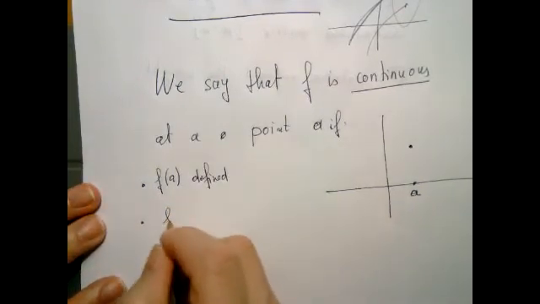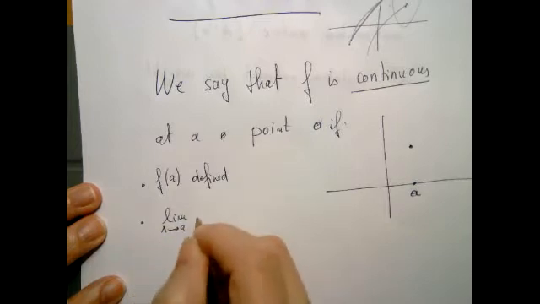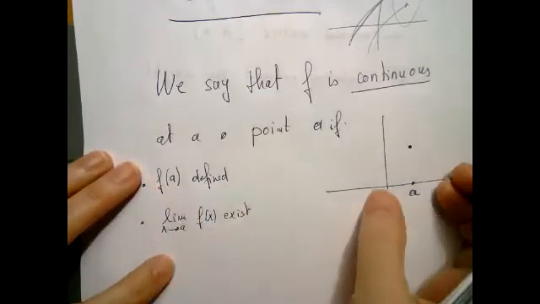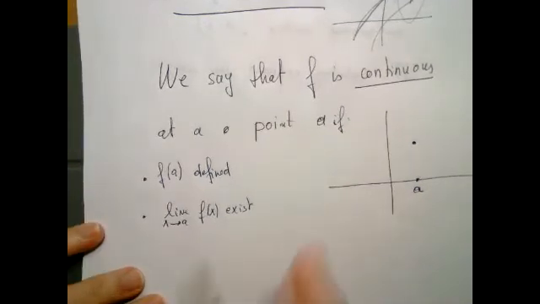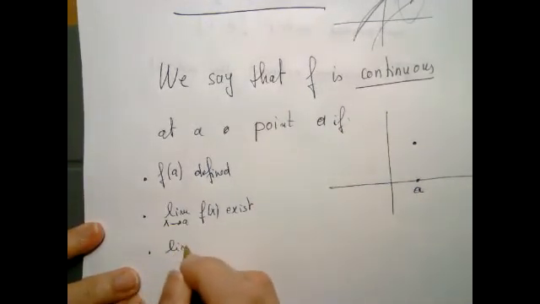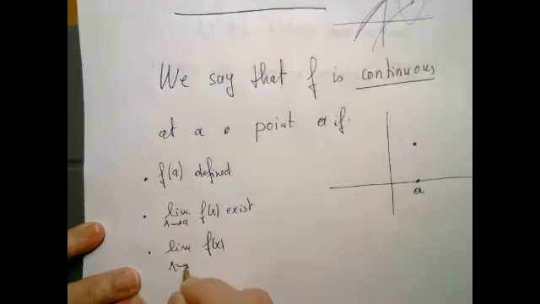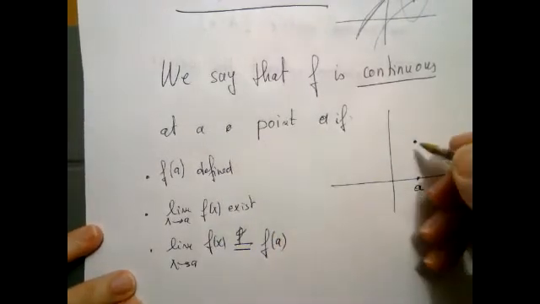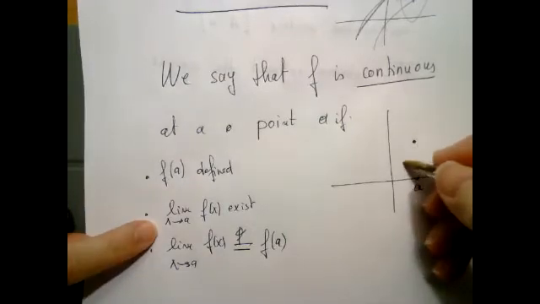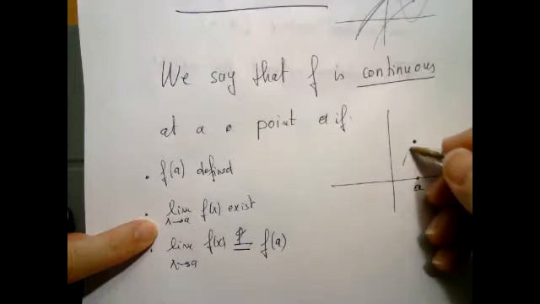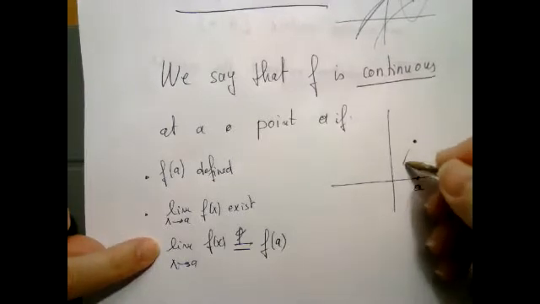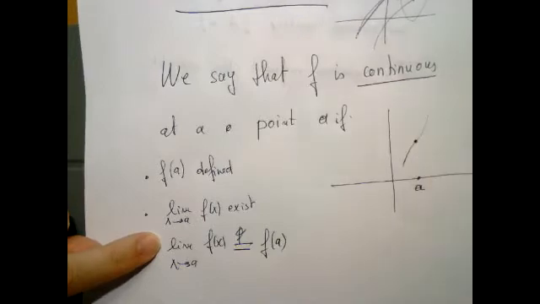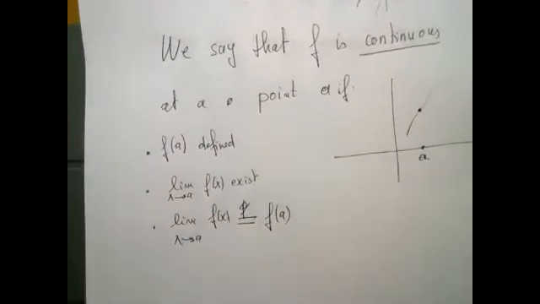Also, we need the limit, when x becomes close to a, of f of x, to exist. Remember, when we compute a limit, we don't care about the point a. We care about what's happening near a. We want the limit to exist, and we want the limit to be equal to the value of the function. So when we approach from left or right, we should approach the same number, and this number should be the value of the function here. There is no jump or whatsoever at this stage. So that's a picture of continuity.